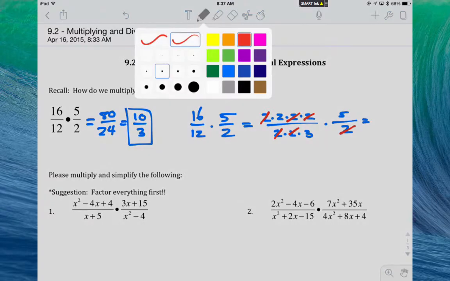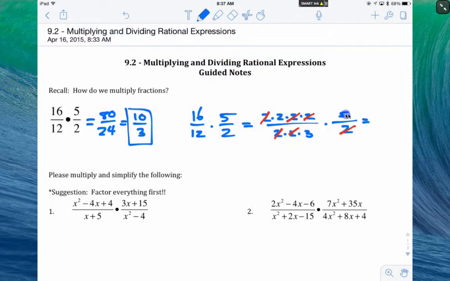And so what's our product going to be now? Well, all we have left is 2 times 5, which is 10. And in our denominator, we have just 3. So note that we got 10 thirds again. And this strategy right here is going to closely resemble the strategy we're going to use when we multiply these rational expressions. And so basically, first things first, factor everything. Simplify as much as you can, and then multiply just like the regular fractions. So let's give it a try.